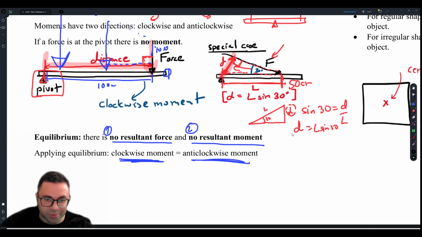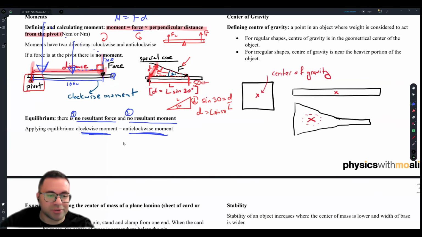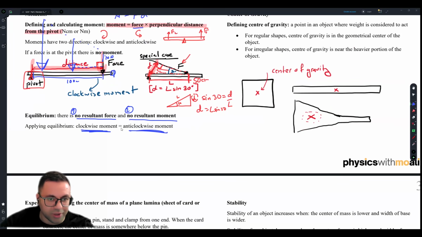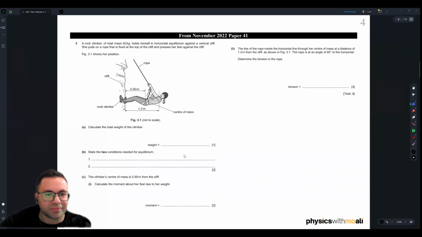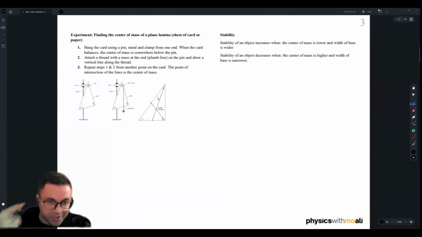We're going to see this when we practice. This is the most important bit, the whole clockwise equals anti-clockwise moment. It's almost always used in every single question. This is the question where we'll use both clockwise equals anti-clockwise moment and the angle trick. So keep it in mind when we start solving.